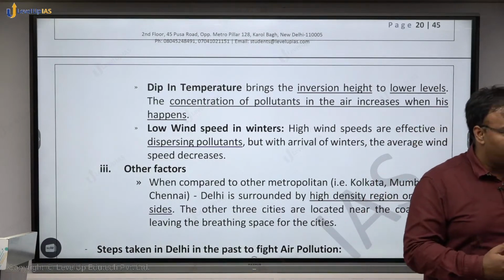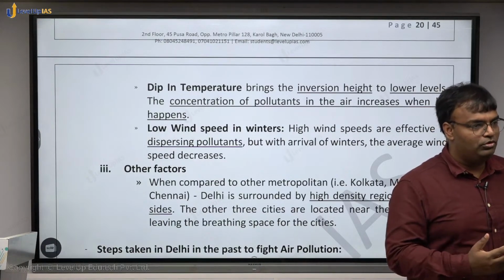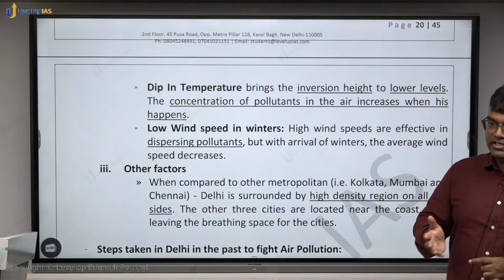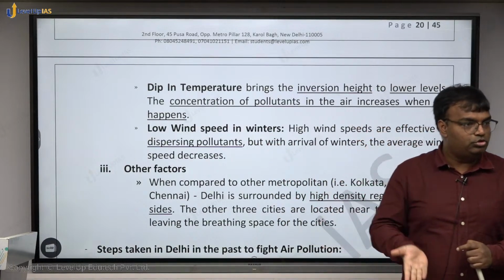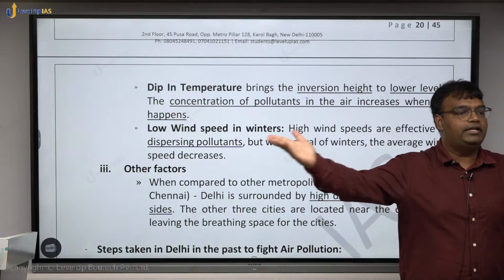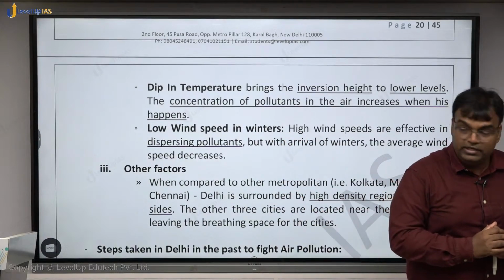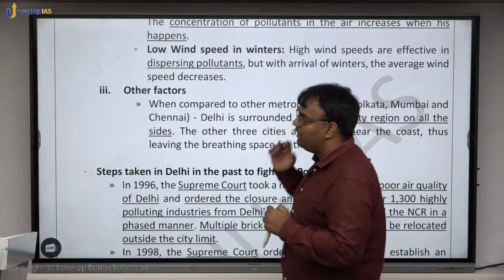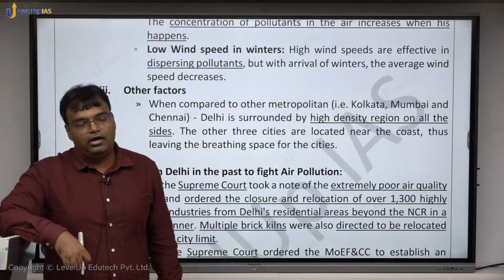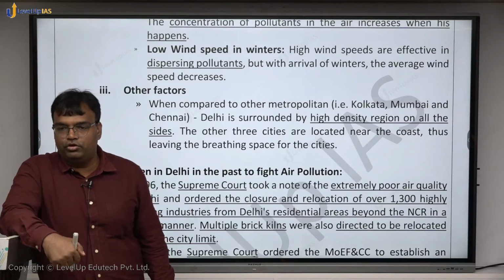Vehicular pollution, all those pollution can be very high in summers also, but high temperature and high wind speed takes away that pollutant. Those pollutants either go up or they get dispersed in the entire geographical region. Then there are some other factors. देखो, these factors may be applicable in other cities also, जैसे vehicular pollution or waste burning.